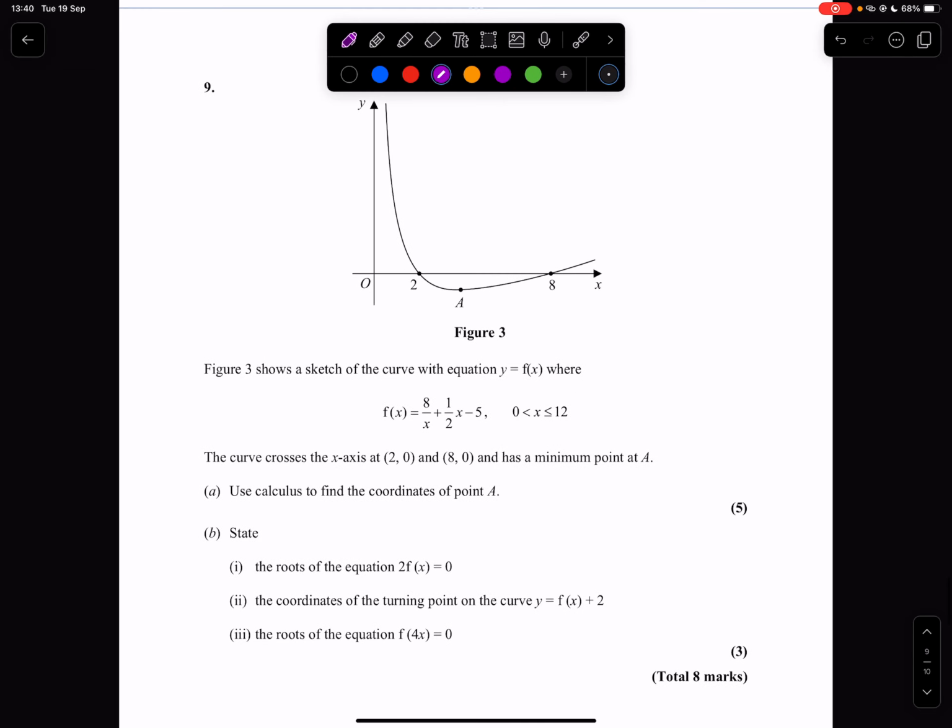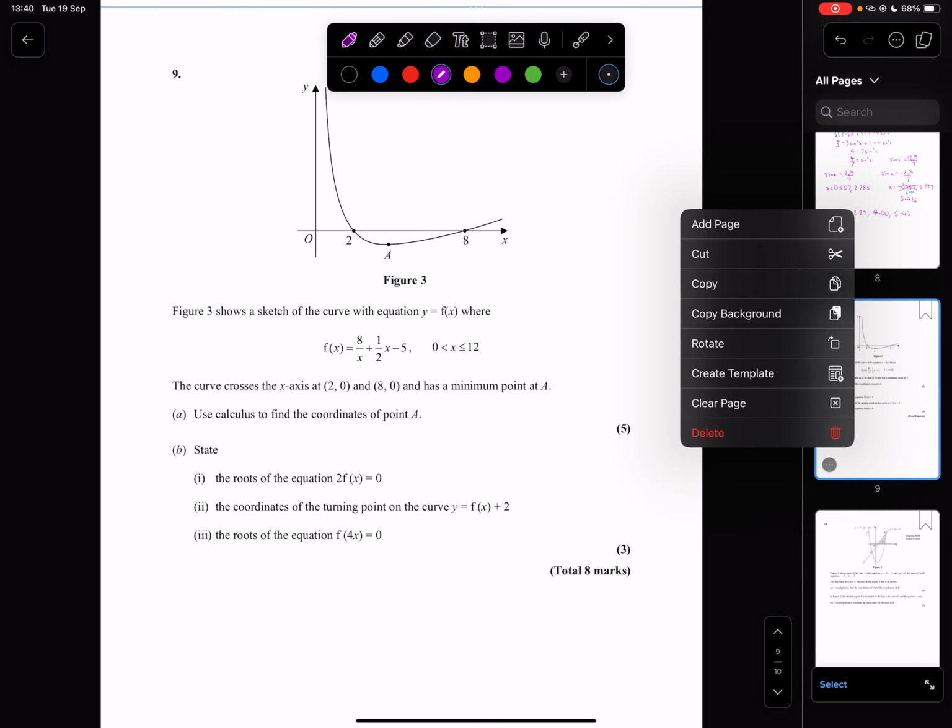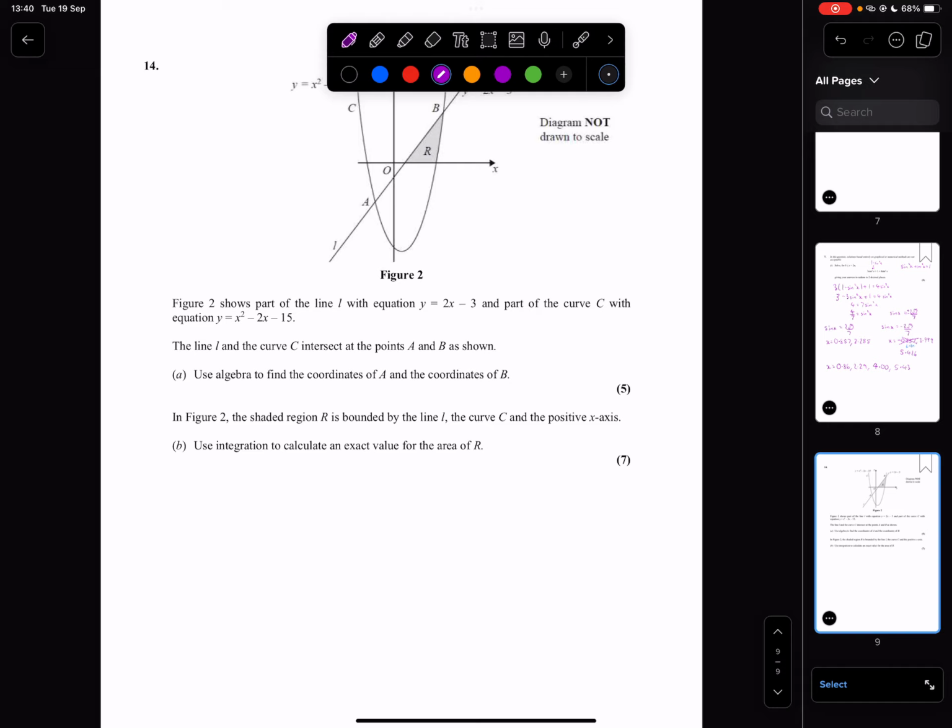I meant to take that one out because we've already got that one. So I'll delete that. Hopefully I'll take it out of yours before I send it to you.